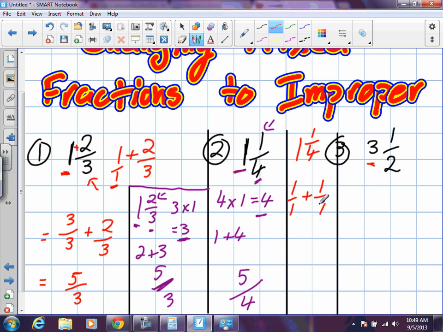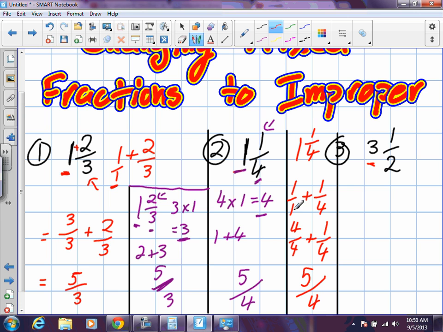Plus 1 over 4. I need a common denominator to add, so what do I have to multiply the first fraction by? 4. Whatever I do to the bottom, I have to do to the top. What will the new fraction become? 4 over 4 plus 1 over 4. We know the denominator will be 4. What will the value on top be? 5 over 4. So there are many different ways to do this.